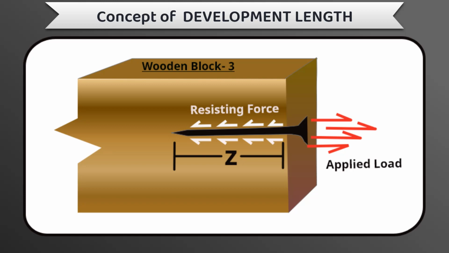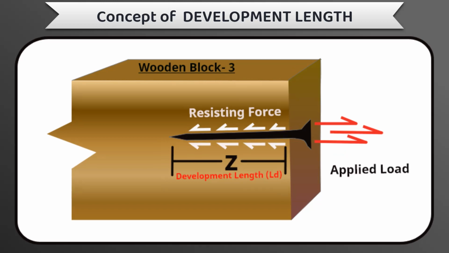From that example, we can say that the extra length which is required to maintain the bonding in the materials is known as development length. This length is provided for transferring the load from member to member by counteracting tensile load or compression load. So far we have seen a simple example.